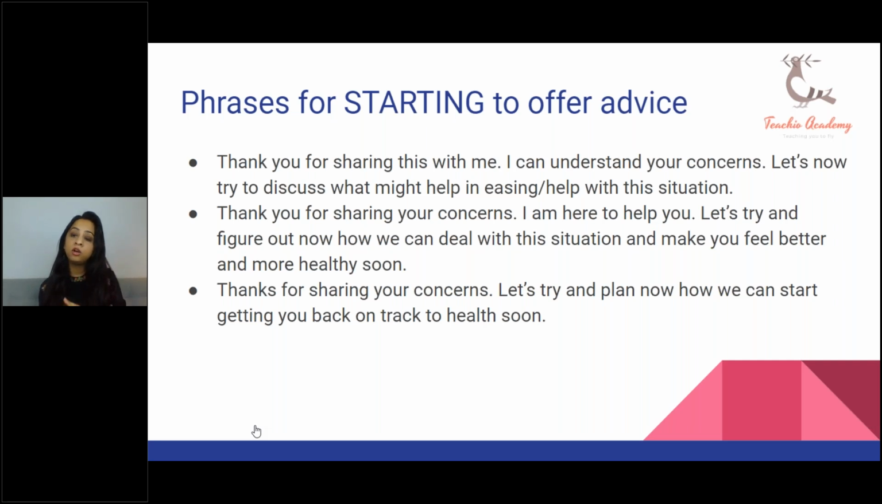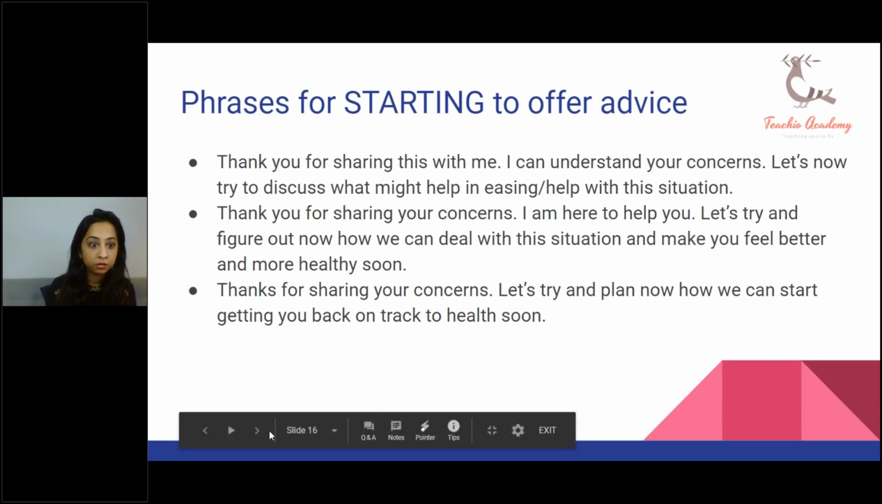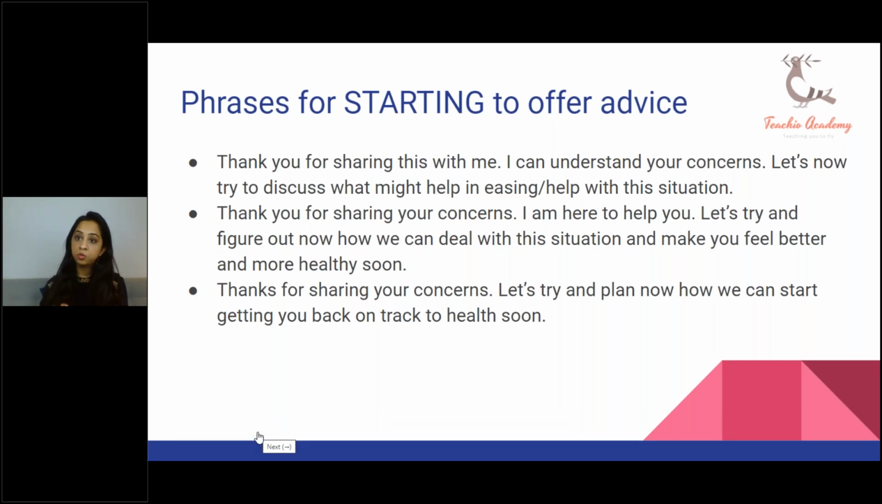So guys, all of these sentences, you can copy them. You can apply this in most OET speaking. So take a screenshot of this if you want. You can use this on your OET speaking when you start to offer advice to a patient.